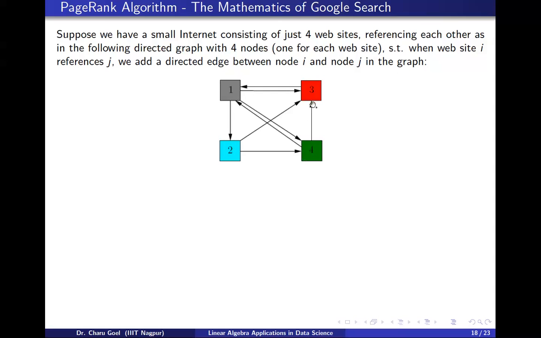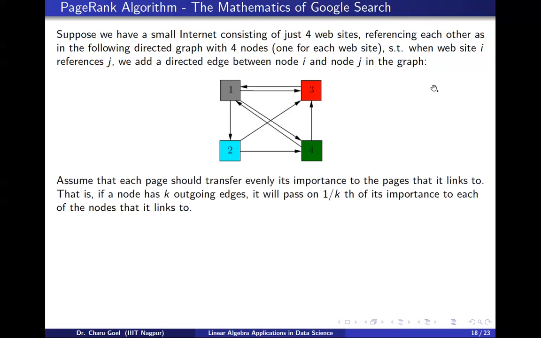Now, how can we write it in the matrix form? Because this is what we are learning in this lecture. First of all, we assume that each page or website transfers its importance evenly to the pages it links to. So if one is linked to 3 other pages, it will give 1/3 of its importance to each one of them. In general, if a node has k outgoing edges, here we have only 4 edges, but if there were, let's say, 100, and some node has k outgoing edges, then it will pass on 1/k of its importance to each of the nodes that it links to.